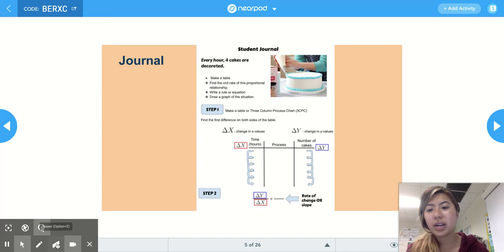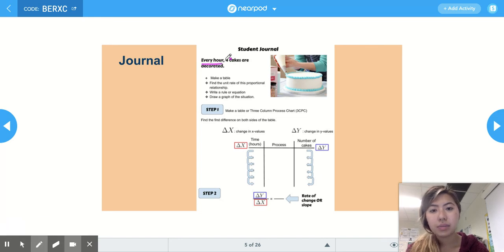In this problem right here, it says every hour, 4 cakes are decorated. So we're going to fill out this 3-column chart. And before we do that, I'm going to write an equation given this situation. So y is going to represent the number of cakes decorated. 4 cakes are decorated every hour, so we have 4 times x, with x representing the number of hours.